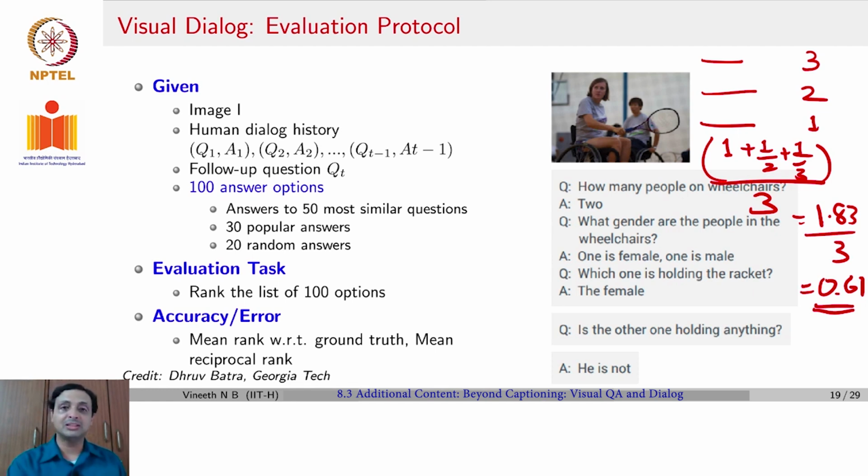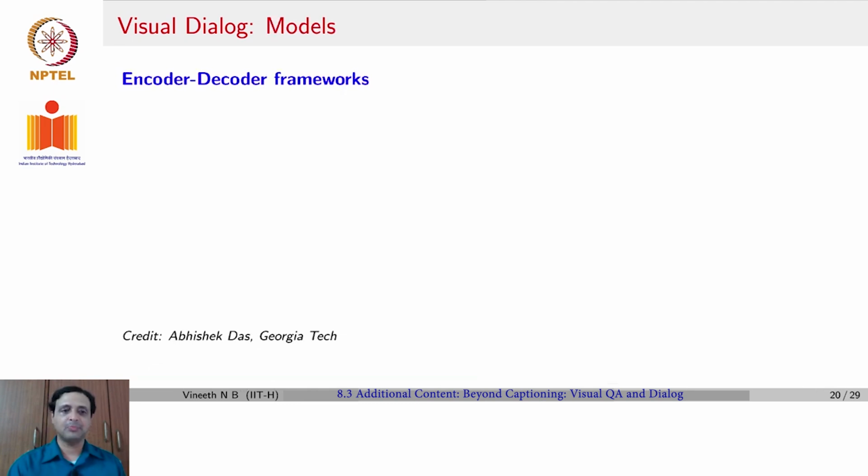When would the mean reciprocal rank be 1? If your first ranked option always is the ground truth. And when would it be 0? If your last ranked option was your ground truth. So mean reciprocal rank is another performance metric that you can actually use to study the performance.